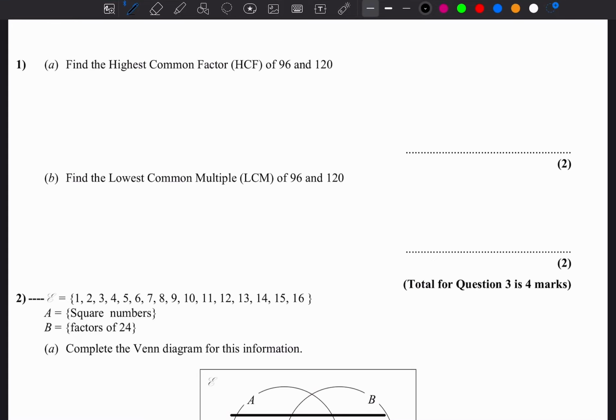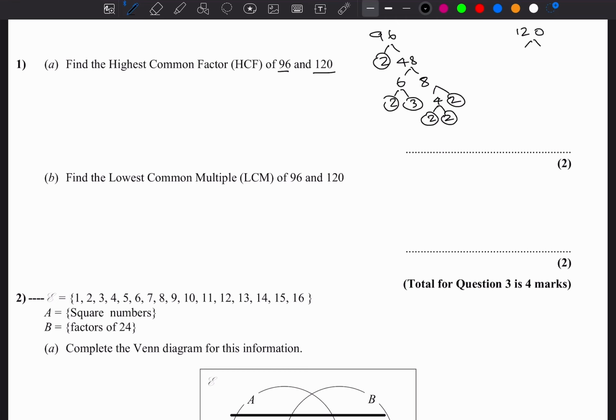Okay, so you have to find the highest common factor of 96 and 120. So we've got to rewrite it as a product of prime factors. 96 we can say 2 times 48. 2 is a prime number. 48 we can say 6 times 8. 6 is not a prime number, so that's 2 times 3, prime numbers. 8 we would say 4 times 2. 2 is a prime. 4 is not, so 2 times 2.